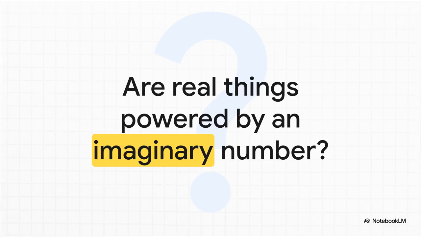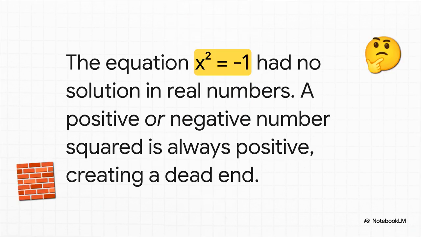We're about to see how an idea that was born from an impossible equation underpins everything from how water flows to how electronics work. For the longest time, this equation right here was a brick wall. In the world of numbers we use every day, the real numbers, there's just no number that, when you multiply it by itself, gives you -1. A positive times a positive is positive, and a negative times a negative is also positive. It was a complete dead end.